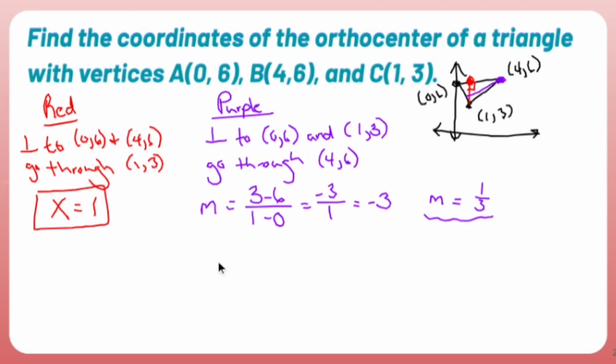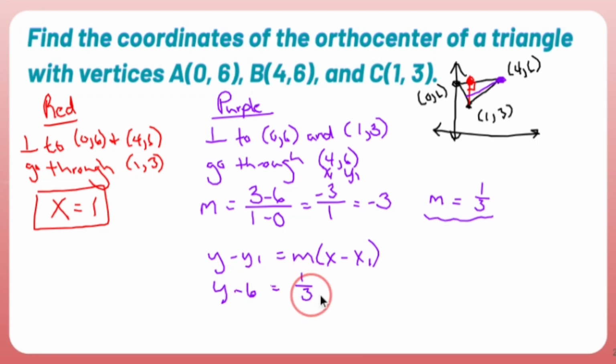So if I use point slope form, which I'm going to do, y minus y sub 1 equals m times the quantity x minus x sub 1, I can come up with the equation of a line with a slope of 1/3 that goes through the point 4, 6. So I'll label you x sub 1, y sub 1. You're my m. Let's plug it all in. Y minus 6 equals 1/3 times the quantity x minus 4.